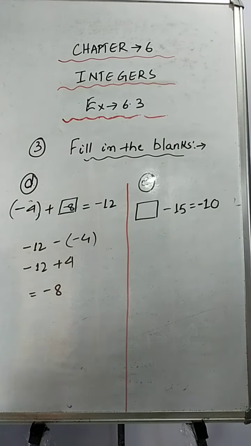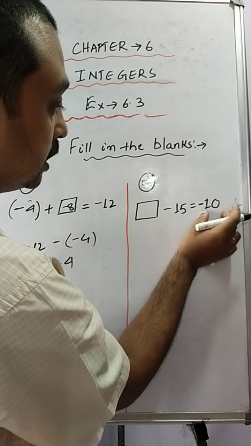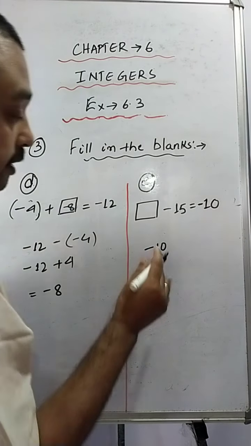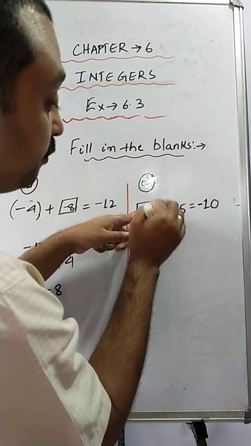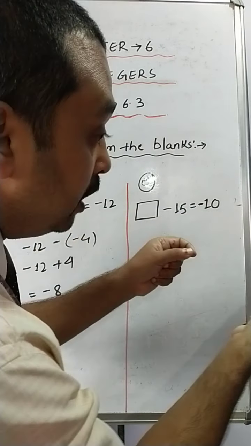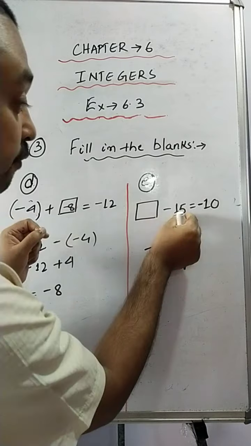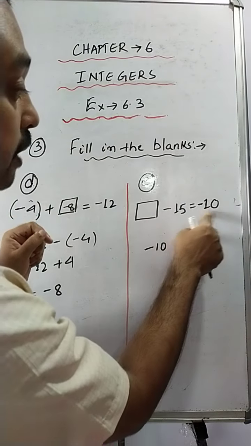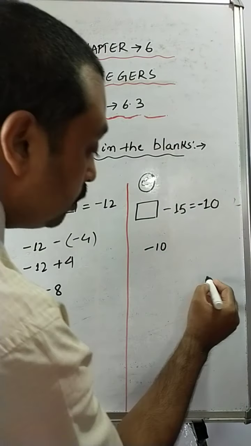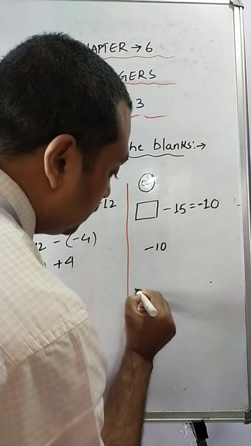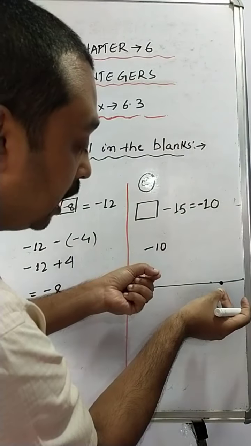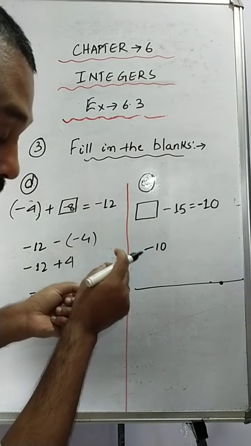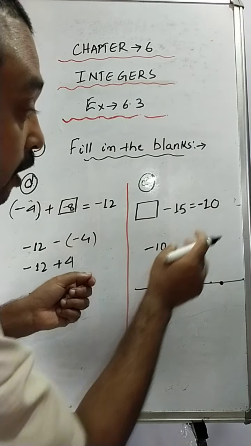The same thing we'll do with this part also. Your result is minus 10. Fine, your result is minus 10. Now, what is the number from where you have to move left hand side 15 numbers to reach minus 10? I repeat, suppose you have a number line, so where you are standing, you have to jump 15 numbers and you have to reach minus 10.